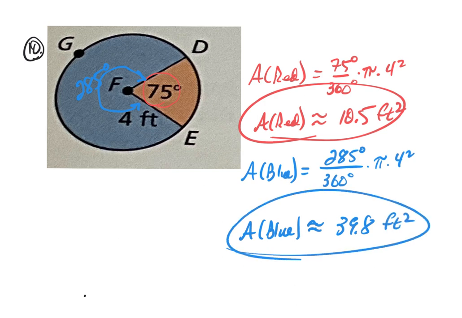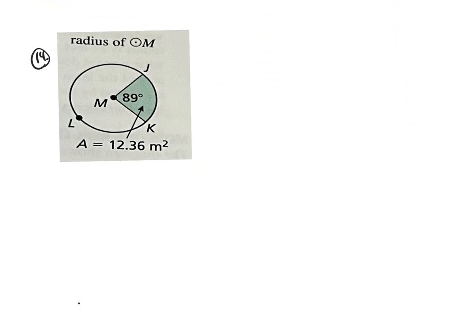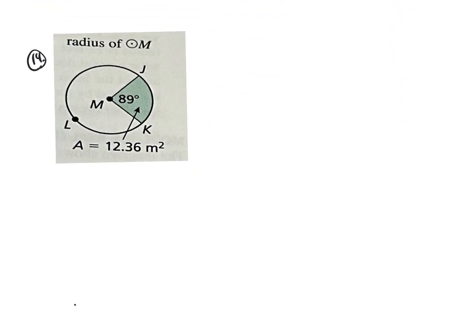So there's the area of the red and the area of the blue sectors. Okay, again, feel free to pause the video anytime you need to, but I'm just going to continue to move along. Here's the picture for number 14, and a little bit tough to see on my iPad here, but the question is, what's the radius of the circle? So I'm just going to rewrite that off to the side so it's easier to see.